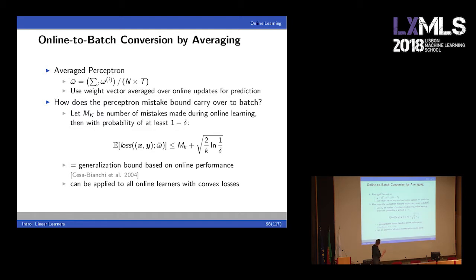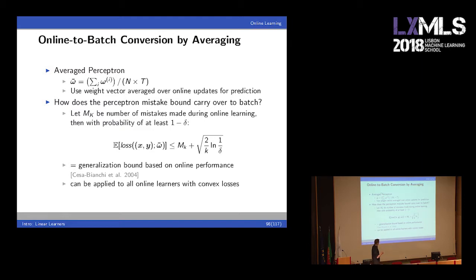If you find the average weight vector by just averaging all the weight vectors from step 1 to step t, then you can show that the expected error on unseen data is bounded by the error that you made during online learning plus this term here. This term is decreasing in k, so the more training data you see, the smaller the error, and this is a confidence parameter, 1 minus delta. So if you do averaging, then you can give a proof.